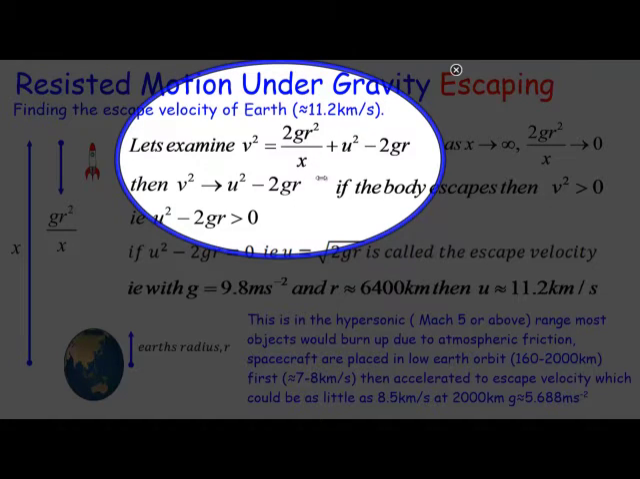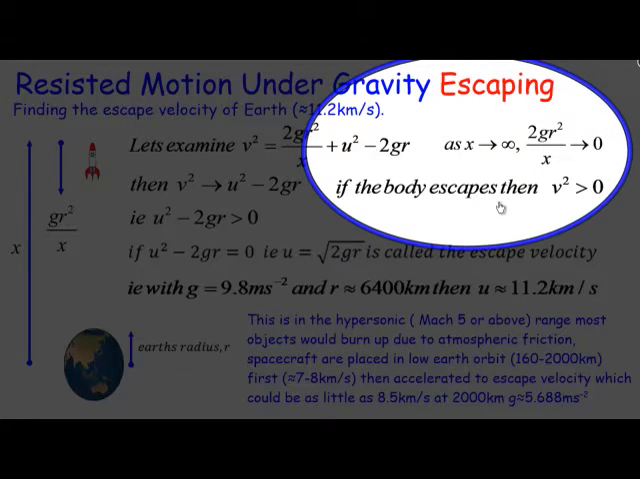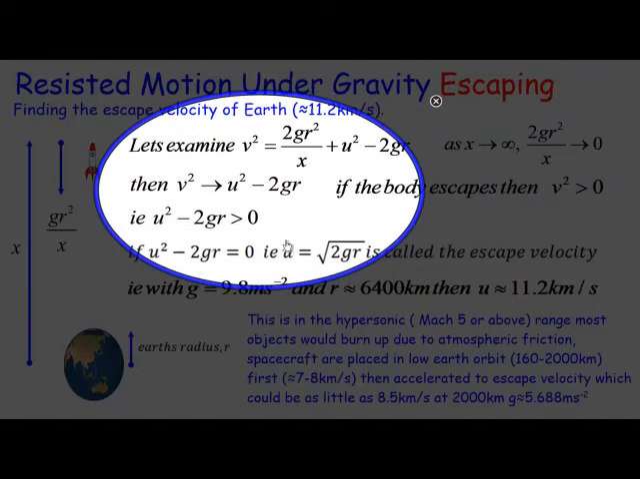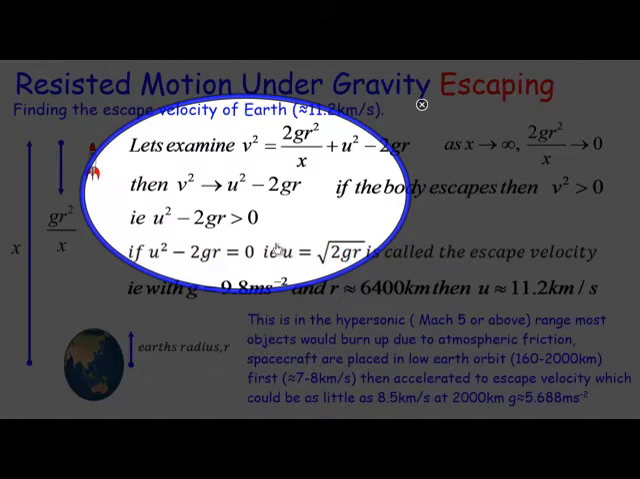Okay, so what's happening now? Well, we're going to try and escape. Let's quickly examine this equation: v squared equals 2gR squared on x plus u squared minus 2gR. Now, as x approaches infinity, we can see that 2gR squared on x will approach 0, and we end up with v squared approaching u squared minus 2gR.